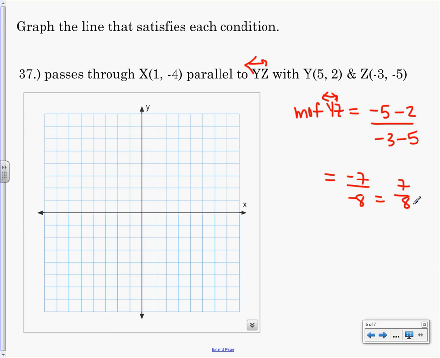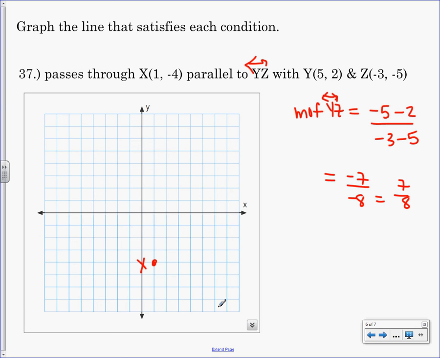So if the slope of line YZ is 7 over 8, what is the slope of the line I'm going to make? 7 over 8, because they're parallel. They're the same, right? So we start at (1, -4). So go right 1 and down 4. Label everything. That's an X. I know you don't have graph paper on here. You're just sketching it. That's fine.